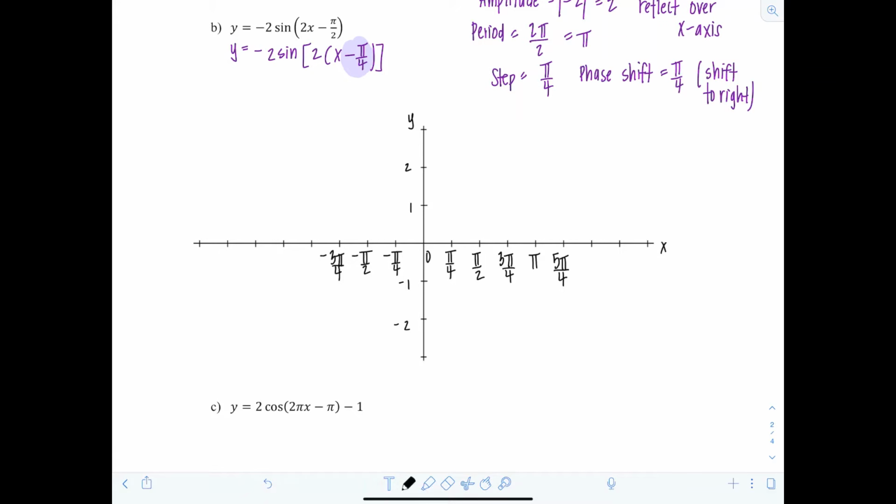Very nice. So now remember, my starting point is here at pi over 4. And our sine graph starts at 0, right? Sine of 0 is 0, so it starts right here at the middle line. And then one step to the right at pi over 2. Normally it would go up to 2, but remember, we're reflecting over the x-axis because of that negative. So I'm going to go down to -2 at pi over 2, then back to 0, then up to +2, and then back to 0.